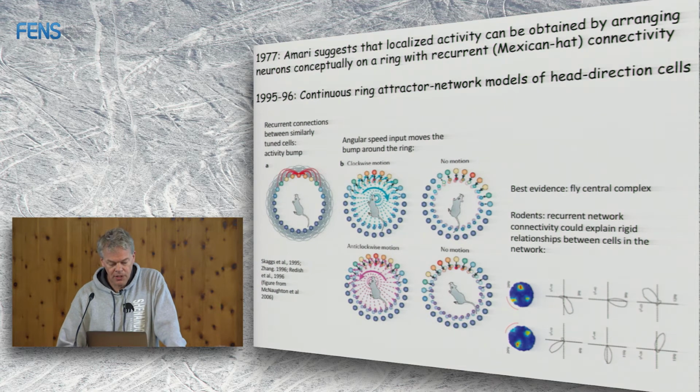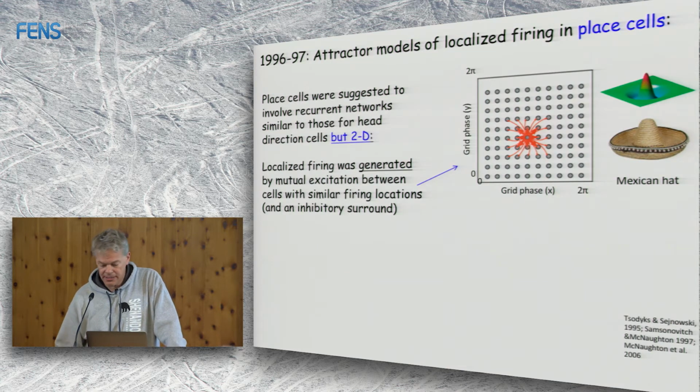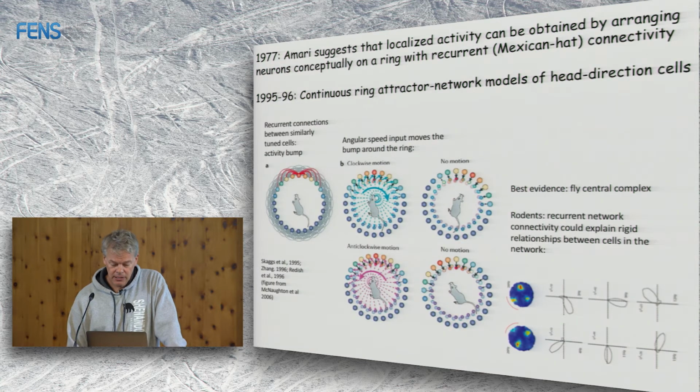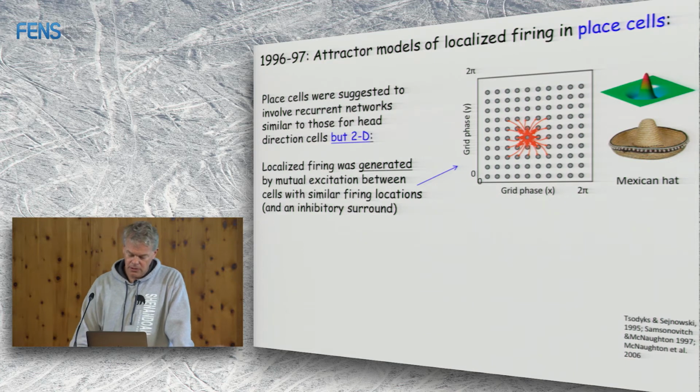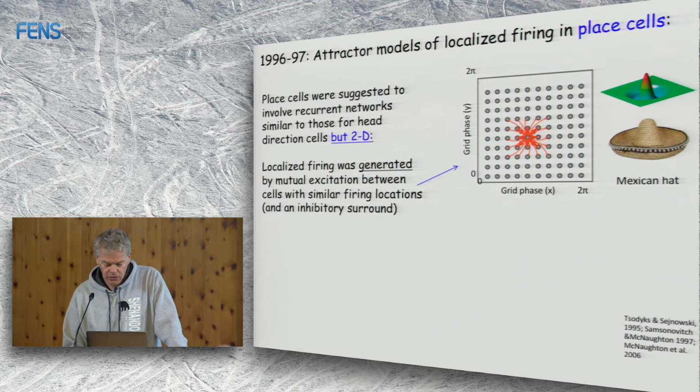But if you now go to place and later grid, these models came in the mid-1990s, and it was suggested very, very early, soon after, by several groups, mostly McNaughton, that a similar arrangement could actually also explain properties of place cells.